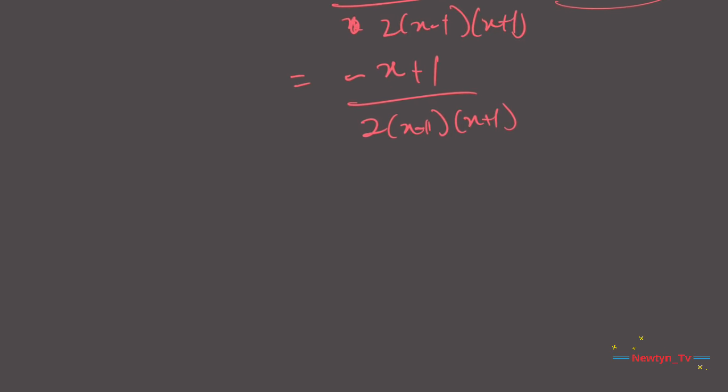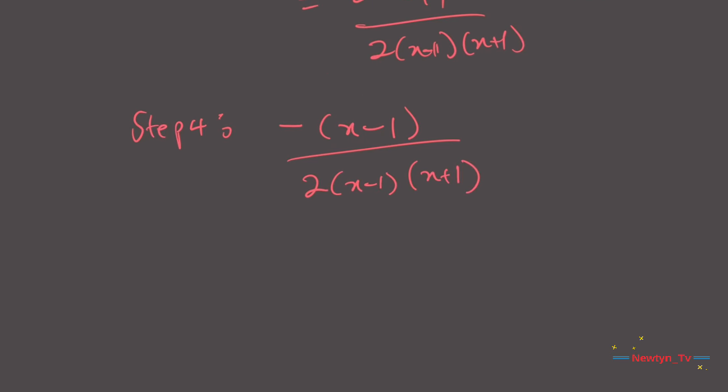Now at step 4, let's look at step 4. Now we have to factor out the minus 1 from the numerator, which we have already done. Then we cancel out the x plus 1 right here. So let's just factor out the minus. We will have minus 1 on 2 multiplying x minus 1 multiplying x plus 1.